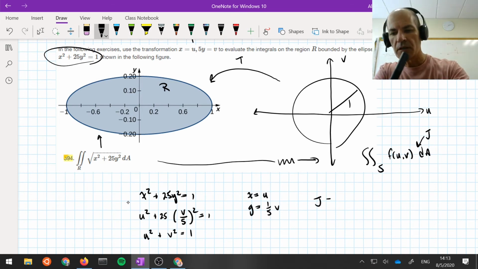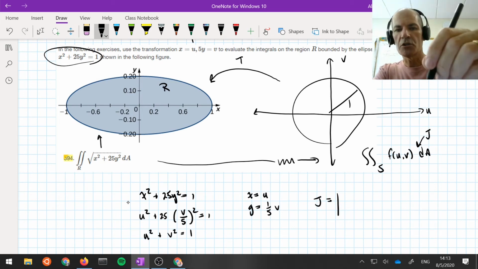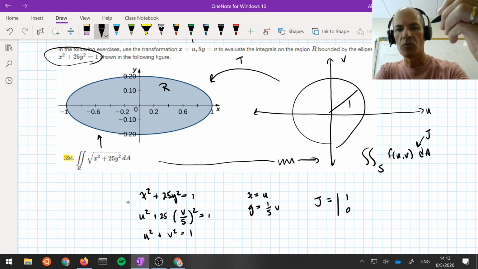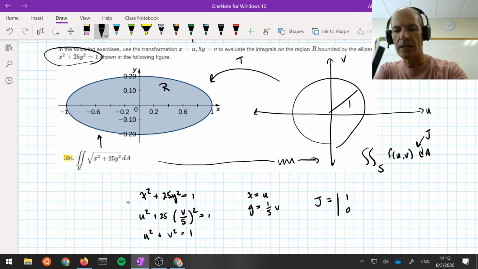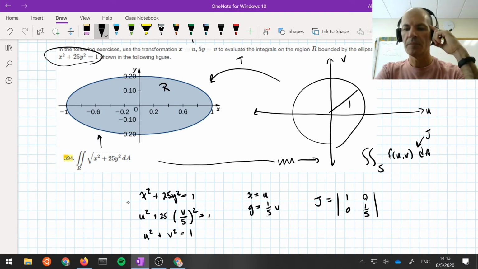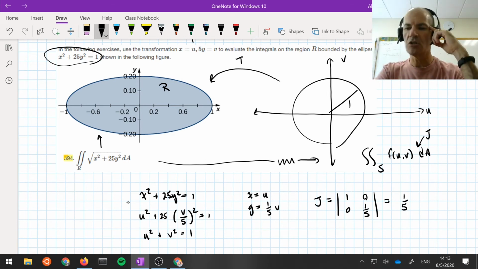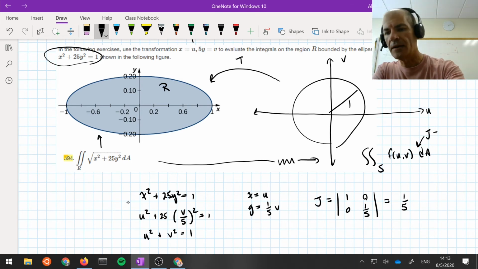The Jacobian is this matrix of first partial derivatives. The partial of x with respect to u is 1, with respect to v is 0. The partial of y with respect to u is 0, and with respect to v is 1/5. Taking the determinant, we get a constant Jacobian of 1/5. So that number has to be in there.